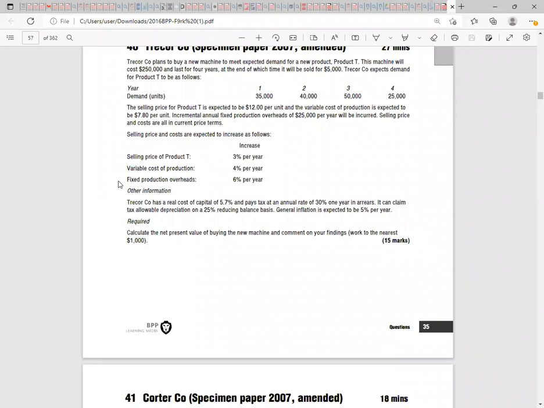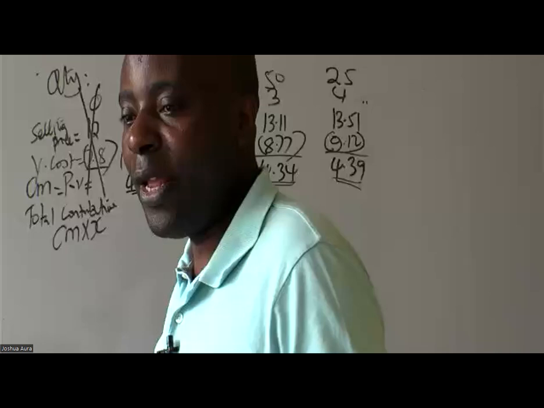Oye, sasa kujeni hapa munipatie total contribution. And you can see what these students are saying, that we should take, in this case here, contribution per unit times number of units.